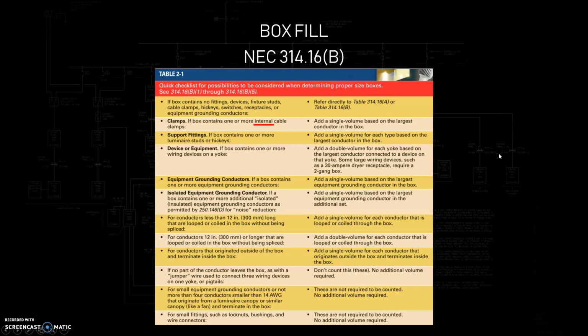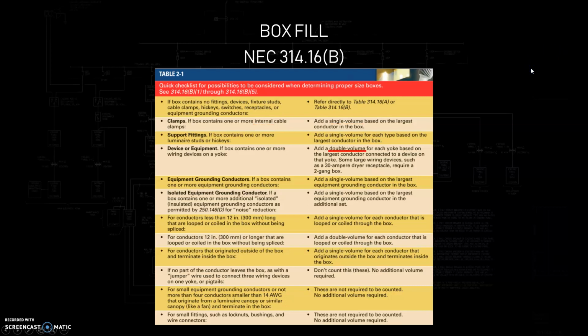So basically, this is going to tell us we need to add a certain amount of volume allowances. Essentially, count how many, quote unquote, wires we have. For now, just think of it like a multiplier. If we have an internal cable clamp in the box, we're going to count a single volume based on the largest conductor in the box. So if I have one internal cable clamp, or 2, 3, 4, doesn't matter how many, I'm just going to count a single volume based on the largest conductor in the box. We'll go through a full example, and I think this whole volume allowance will make a little more sense when we see it all the way through.